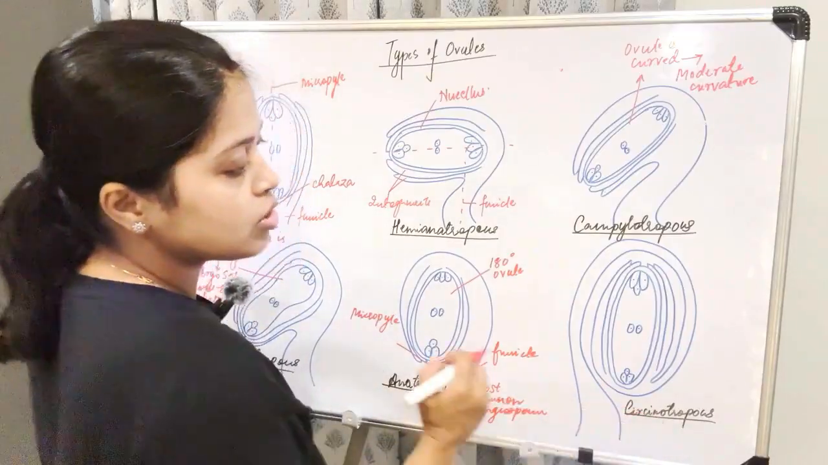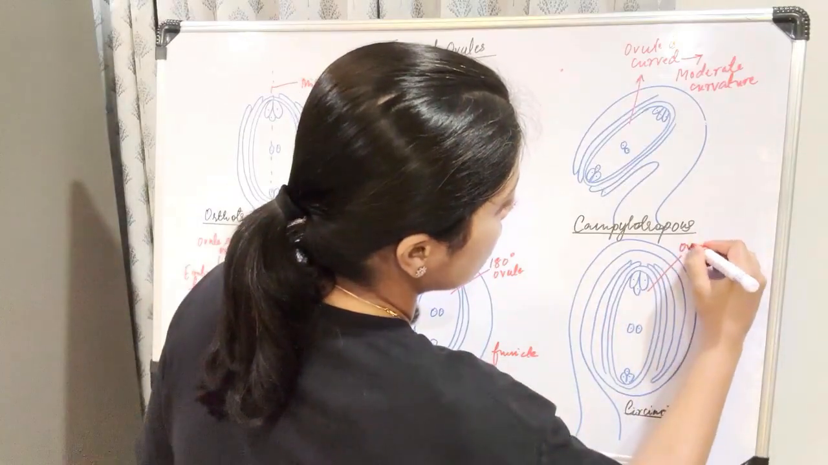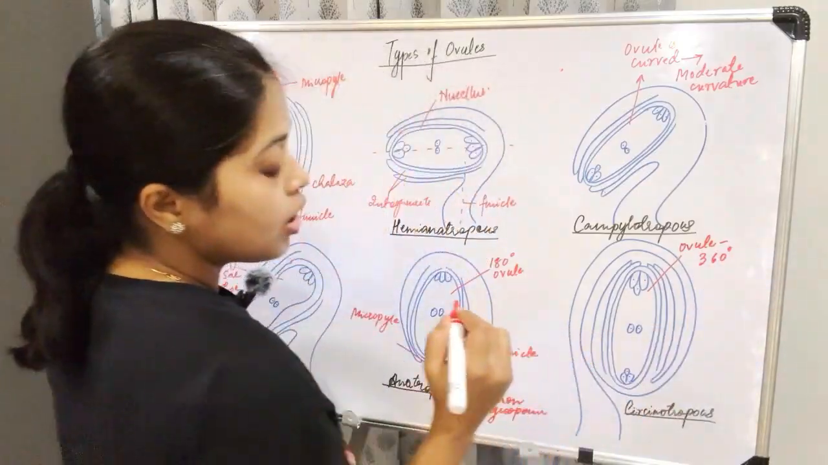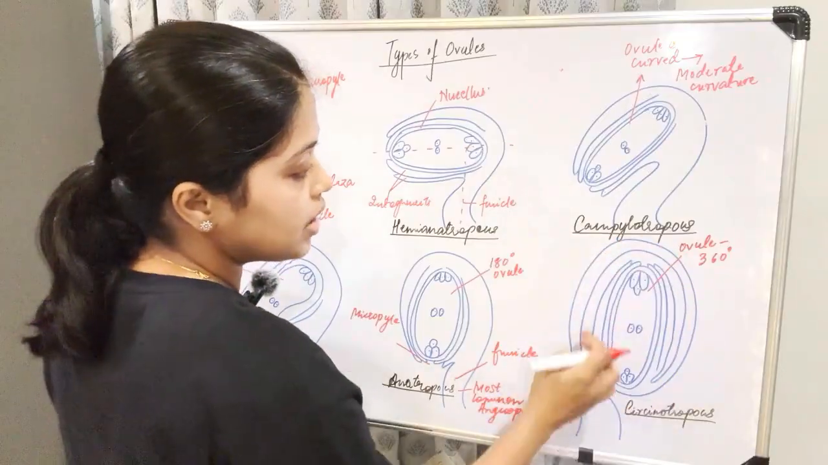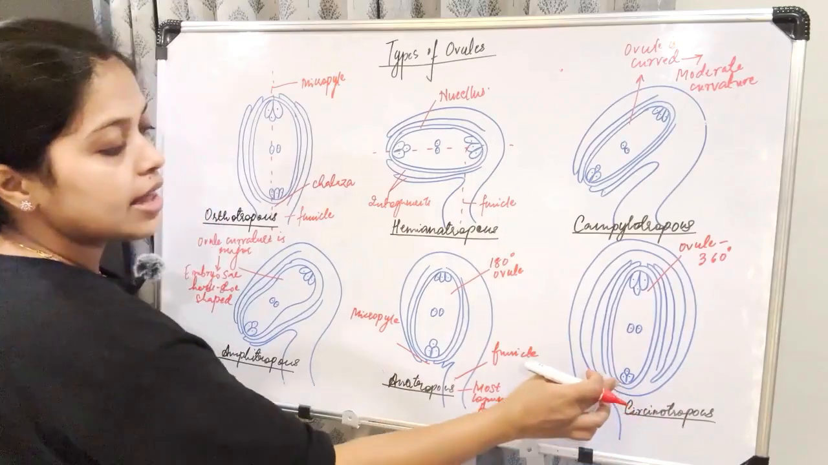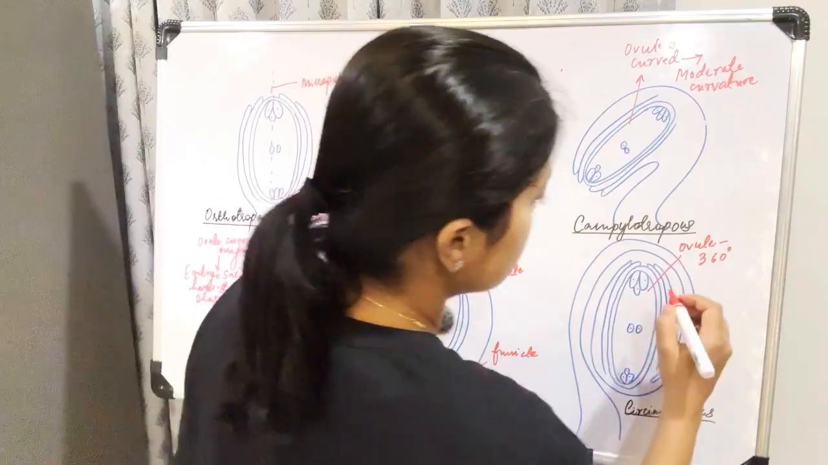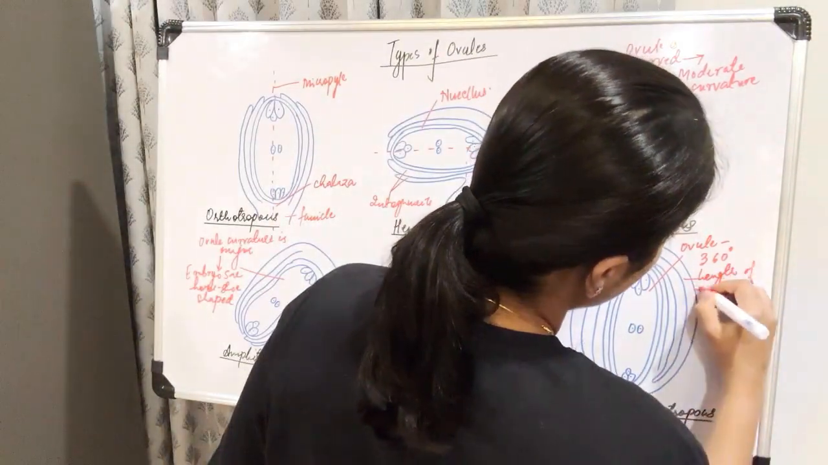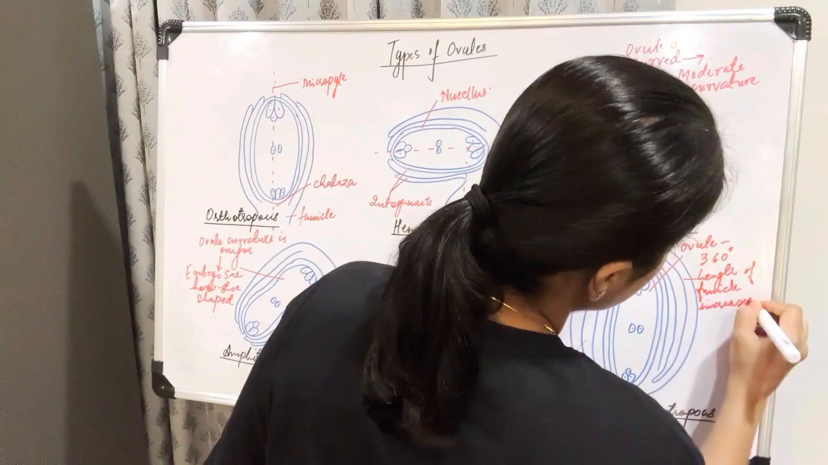Then we have the cercinotropous. In cercinotropous, the ovule takes a 360-degree turn. Because of which, if you can see, the funicle is wrapped around the ovule. Because of this turn of 360 degrees, the length of funicle increases so that it covers the entire ovule.